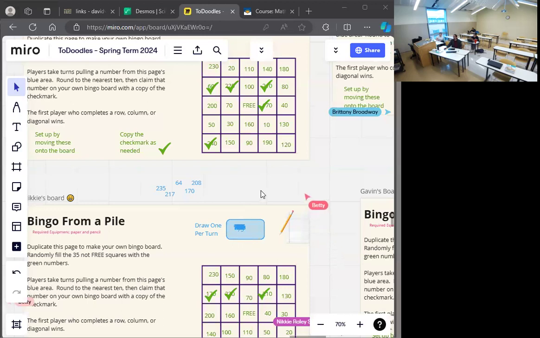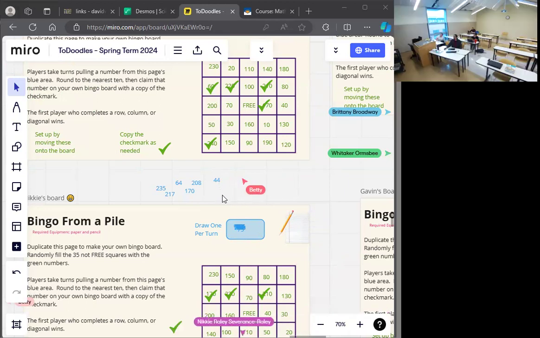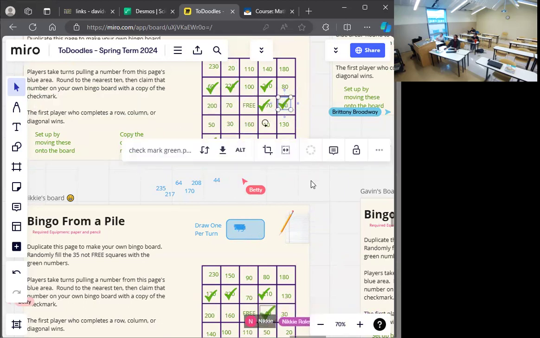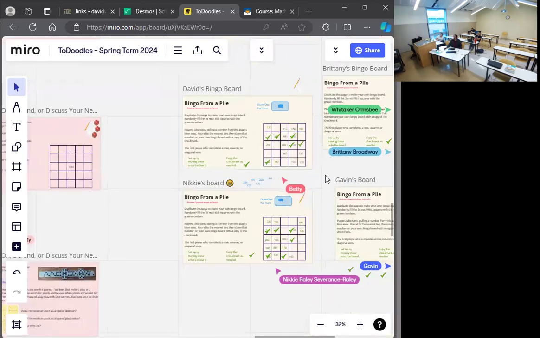Okay, we're back from break playing bingo. Go ahead, Betty, we need more numbers. 44, how do we round that to the nearest 10? 40. 40, the 4 goes down. The ones column 4 is not big enough to make the tens column 4 go up. 45 would round up to 50, but 44 goes down.